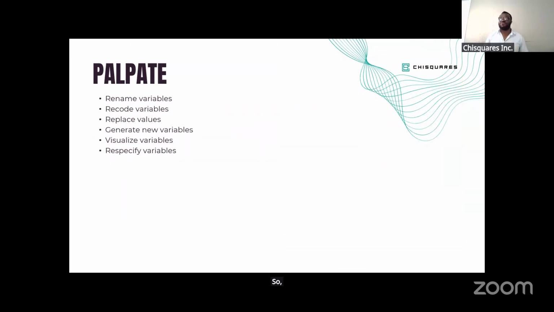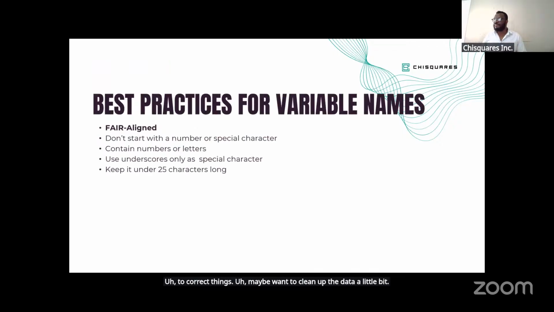So palpate, now we want to make some changes to data: rename variables, recode variables, replace values within variables, generate new variables. We want to visualize. We want to specify. Those are some things that we just do to correct things. Maybe we want to clean up the data a little bit. Let's look at some best practices for variable names.